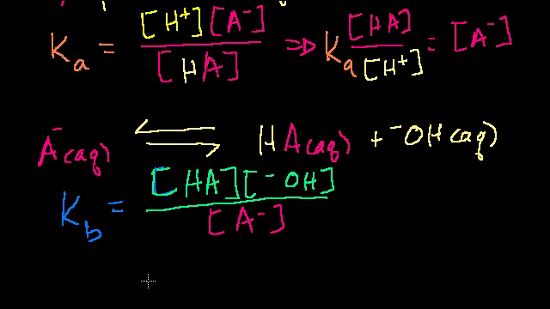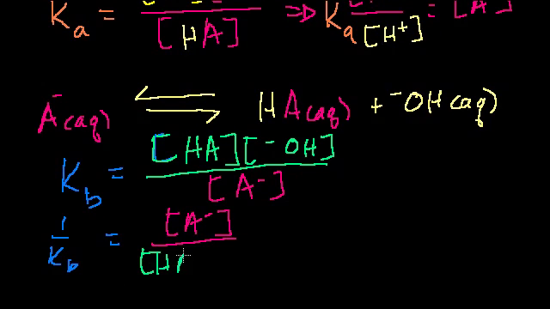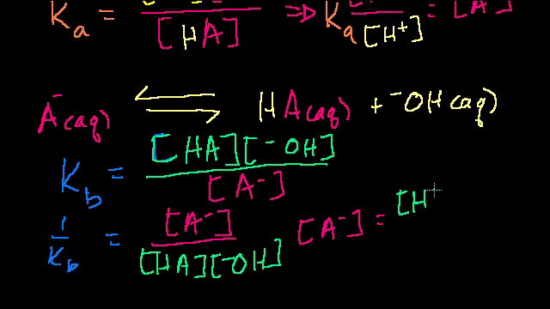To solve for A minus here, we might have to do two steps. If we take the inverse of both sides, you get 1 over Kb is equal to A minus over my concentration of my conjugate acid times the concentration of hydroxide. Multiply both sides by this, and I get A minus is equal to my concentration of my conjugate acid times concentration of hydroxide, all of that over my base equilibrium constant.